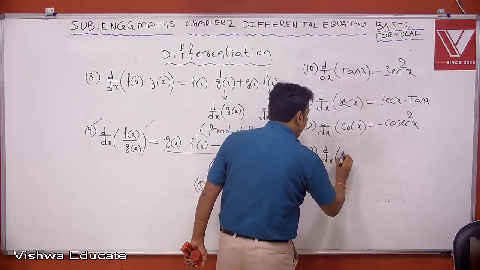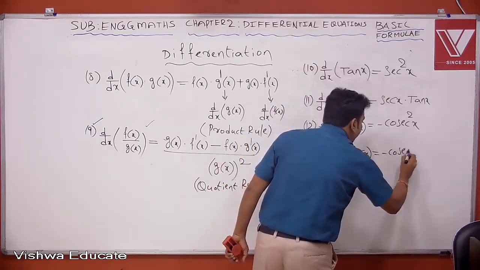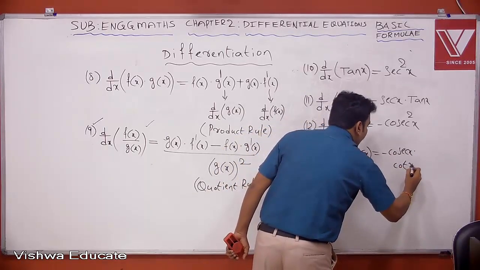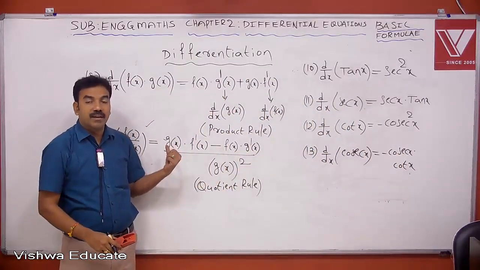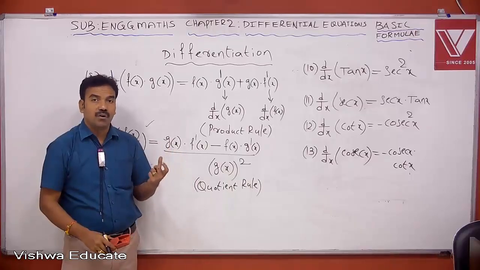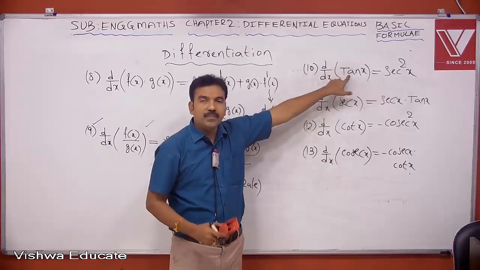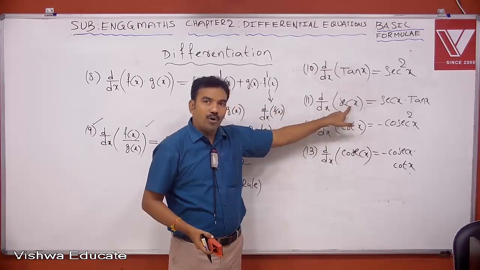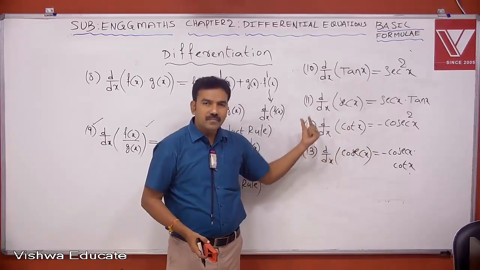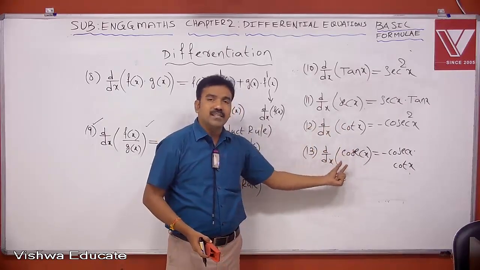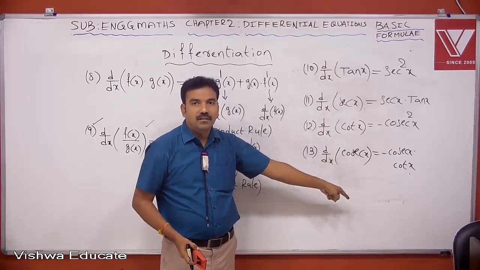d by dx of cosecant x is nothing but minus cosecant x into cot x. So therefore, by using formula number 9, d by dx of sin x is cos x, and using the derivative of cos, easily you can get the formulas for these. Tan is sin by cos, apply the quotient rule. 1 by cos, secant, apply the quotient rule. Cot x, cos x by sin x, apply the quotient rule. Cosecant x is 1 by sin x, apply the quotient rule. Easily you will get these values. Note this formula.